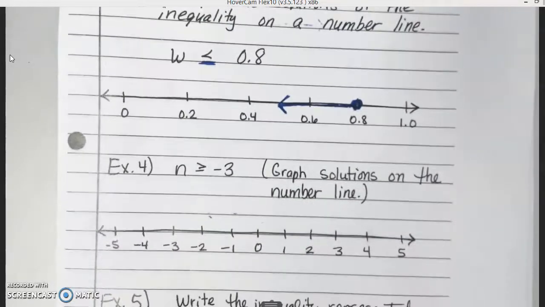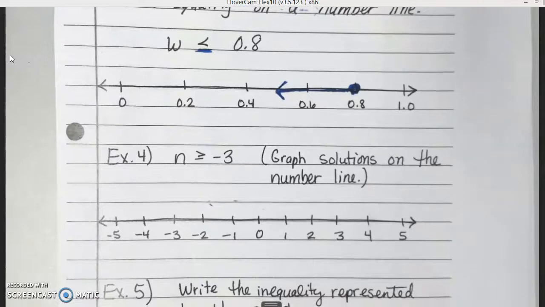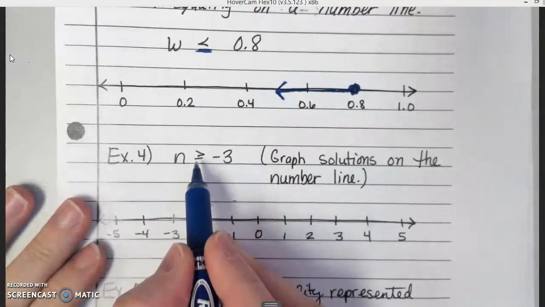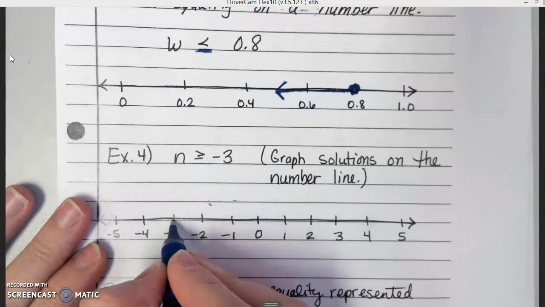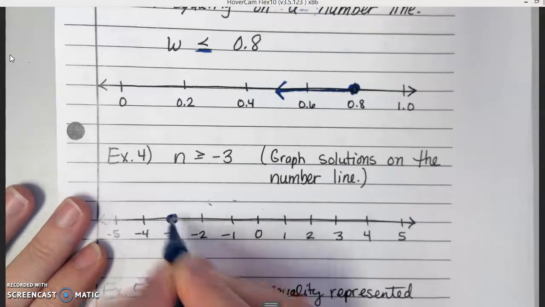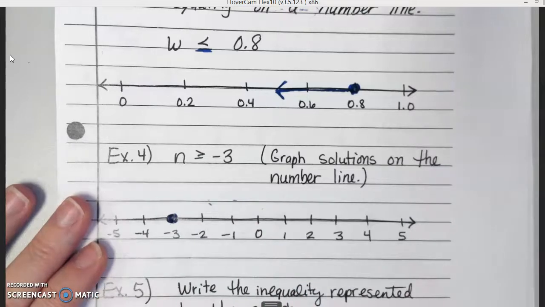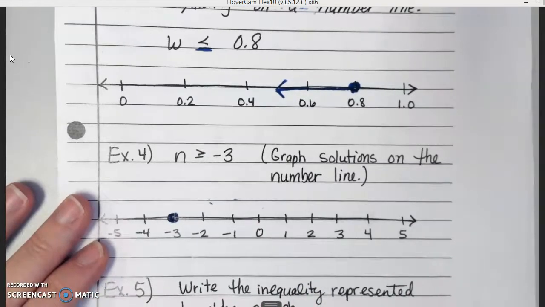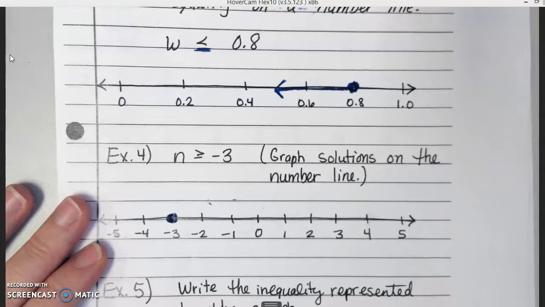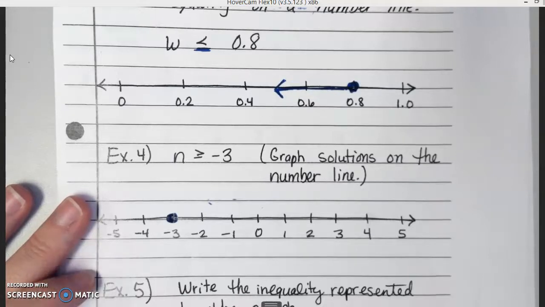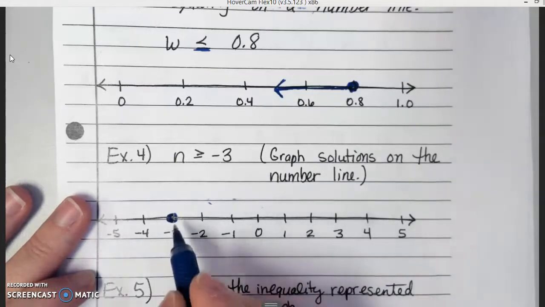All right, then let's look at example 4. So we have n is greater than or equal to -3, and we're graphing the solutions on the number line. So we do have that equal part again, so I get to fill in a circle at -3, so it's a closed circle or a shaded circle. And if n has to be equal to or greater, which way would I draw my line? To the right.